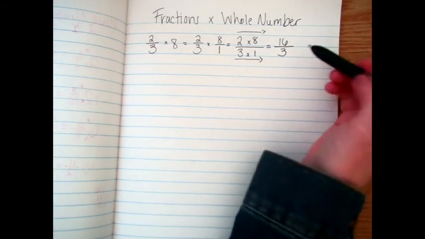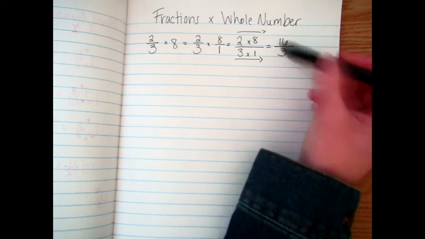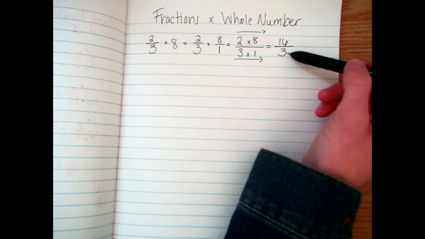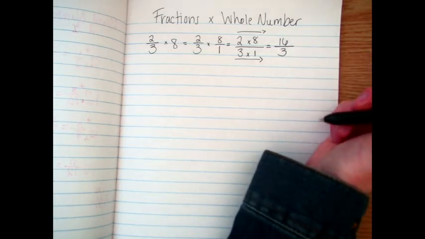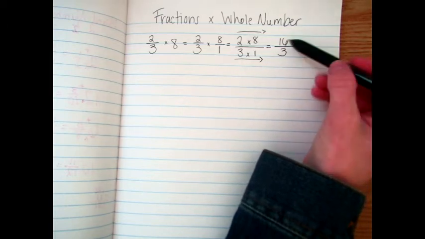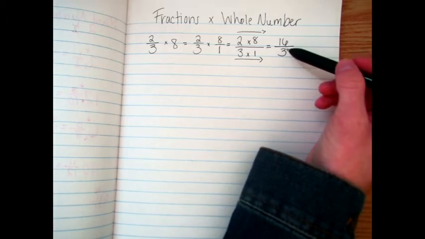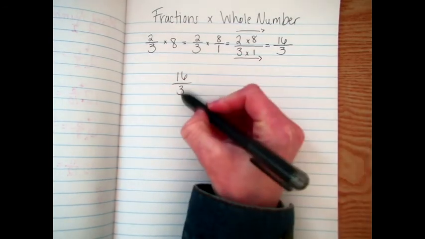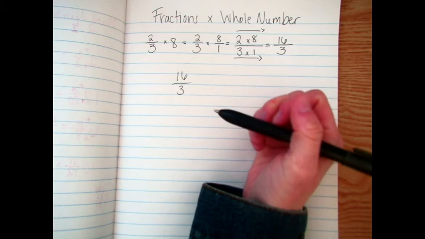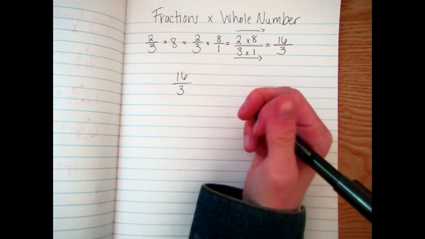Now if you look at this fraction, we have 16/3. Right away, I should be thinking that this fraction doesn't look right because I have a larger number in my numerator than in my denominator. So I have 16/3 here. I want to change that from an improper fraction to either a mixed number or a whole number because we can't have more in our numerator than we do in our denominator.